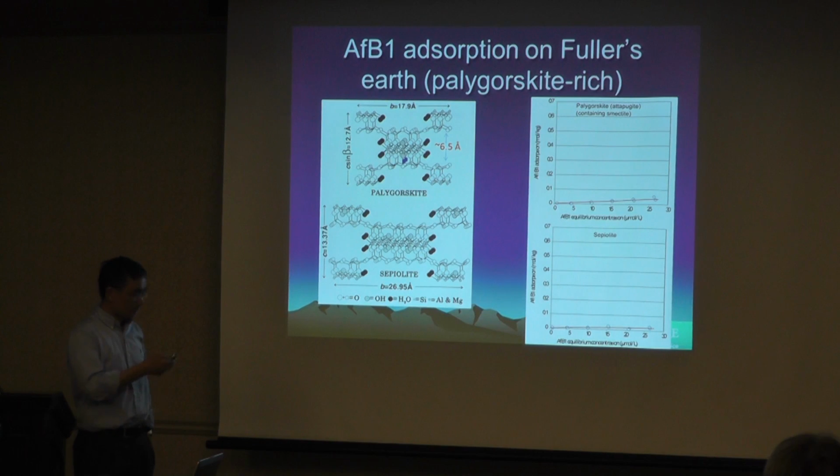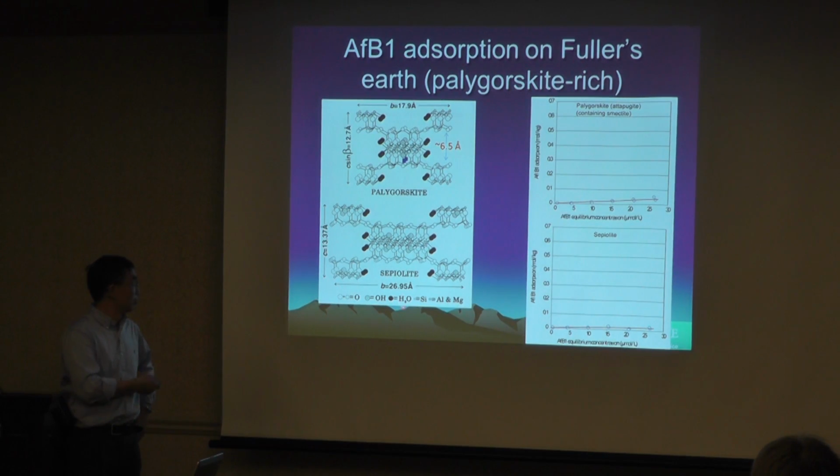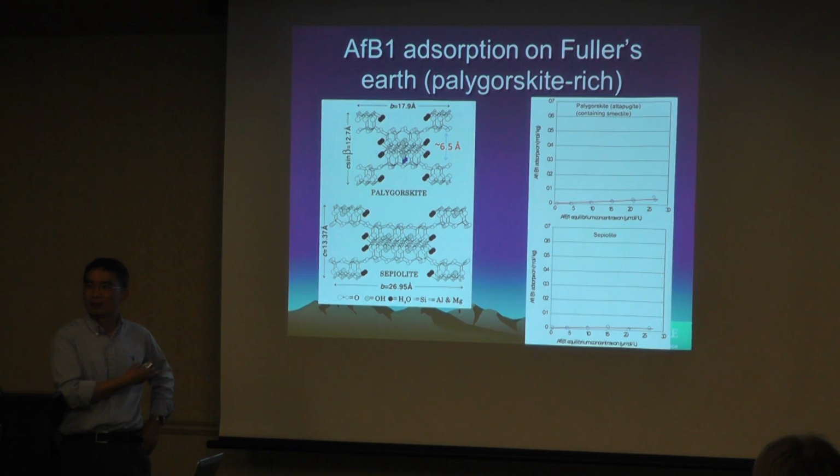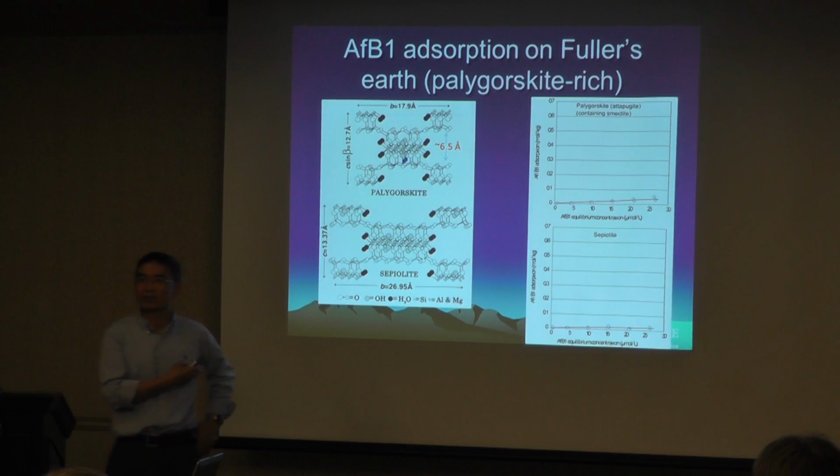We also have a very closely similar mineral called sepiolite. Sepiolite has a little bit wider horizontal dimension. So what we're trying to do is to see if we can put the aflatoxin into those tunnels. We have spent quite a bit of time and effort to locate some pure palygorskite and sepiolite. The sepiolite is from Spain, an excellent one, and the palygorskite is from Active Minerals in Georgia.